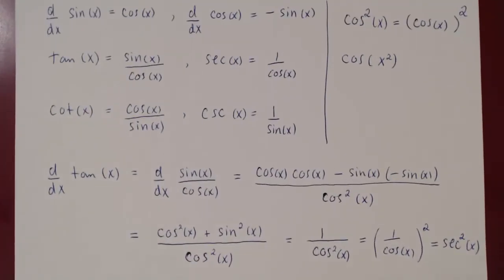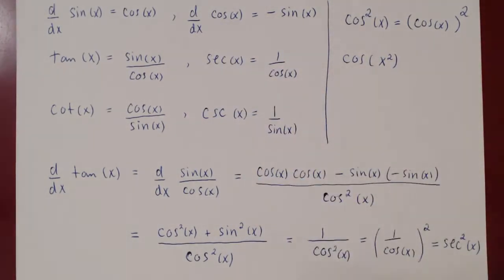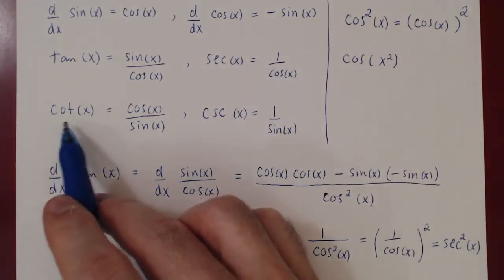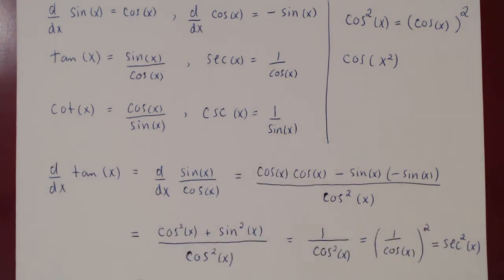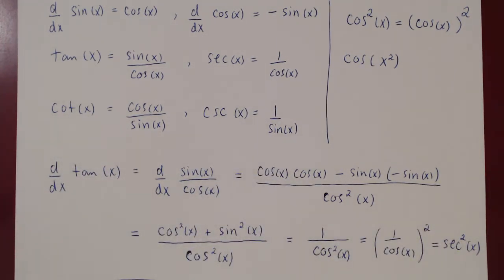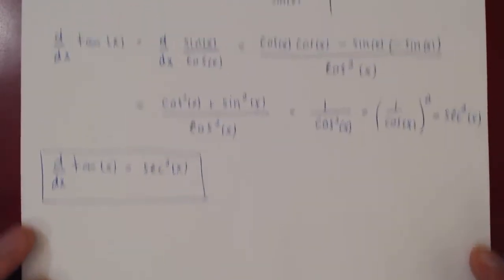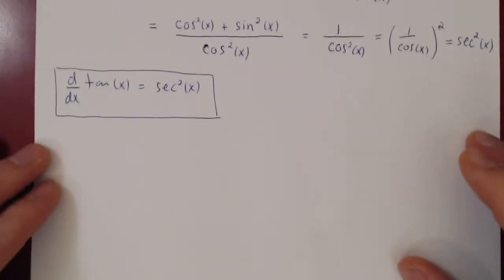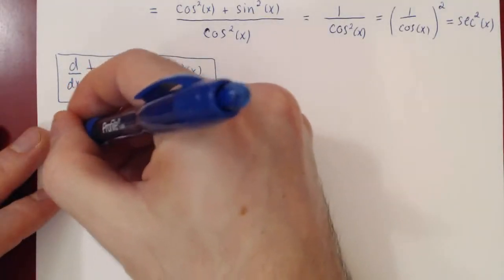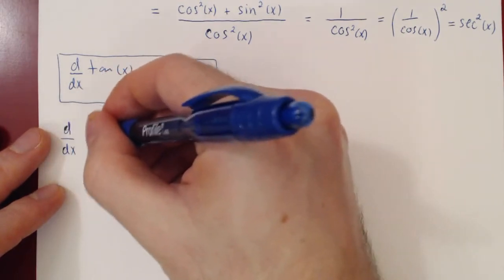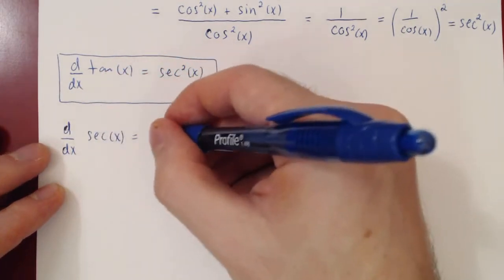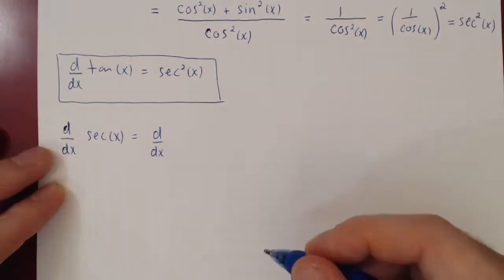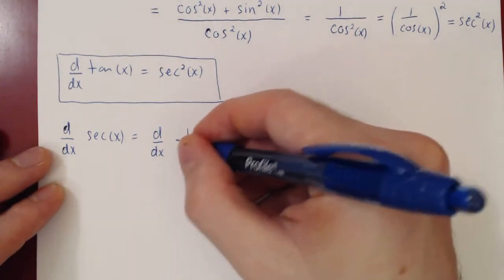Just for fun, let's find the derivative of secant of x, and I will let you check the derivative of cotan of x and cosecant of x on your own, and you can check your answer with the summary of differentiation sheet that you will now have. So let's differentiate secant of x, remembering that secant is 1 over cosine. So the derivative of secant of x is, well, the derivative of, and now we replace secant by 1 over cosine of x.